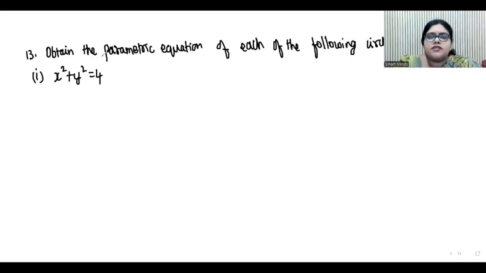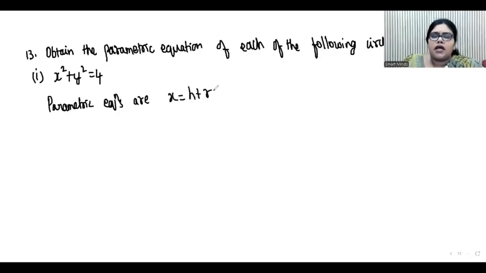Take the next question. This is also a very important model for VSAQs. Obtain the parametric equation of each of the following circles. So the first question is x square plus y square equals to 4. So you can see this equation is in standard form. So let me give you the formula for parametric equations. Parametric equations formula is x is equal to h plus r cos theta and y is equal to k plus r sin theta. We will use these formulae now.